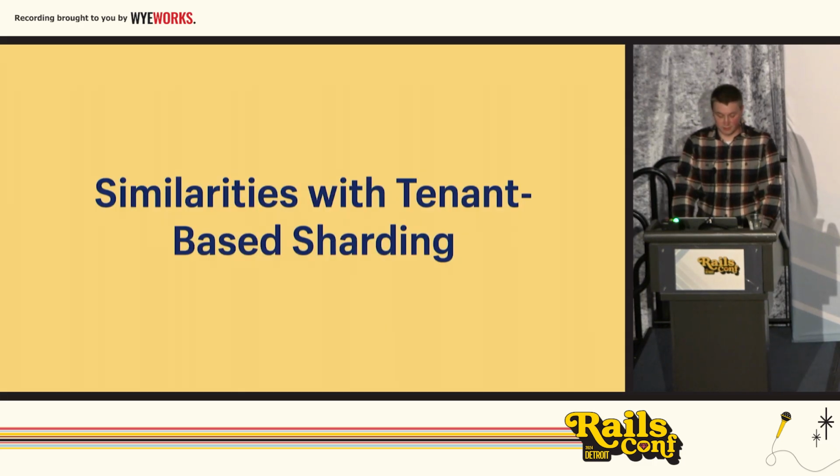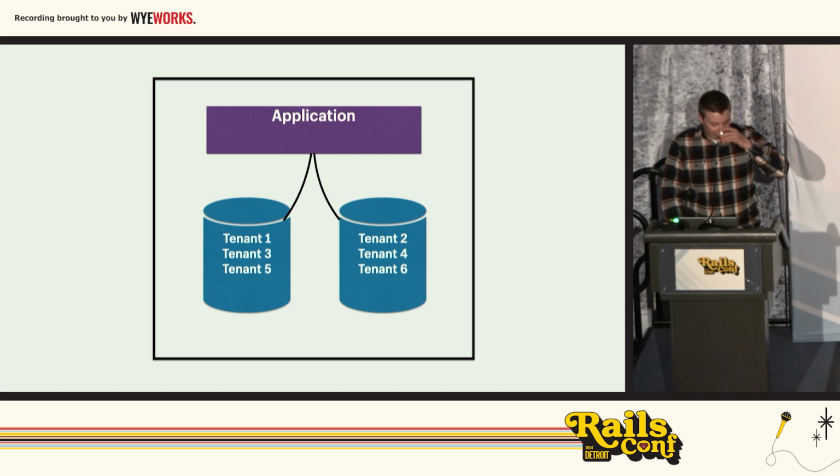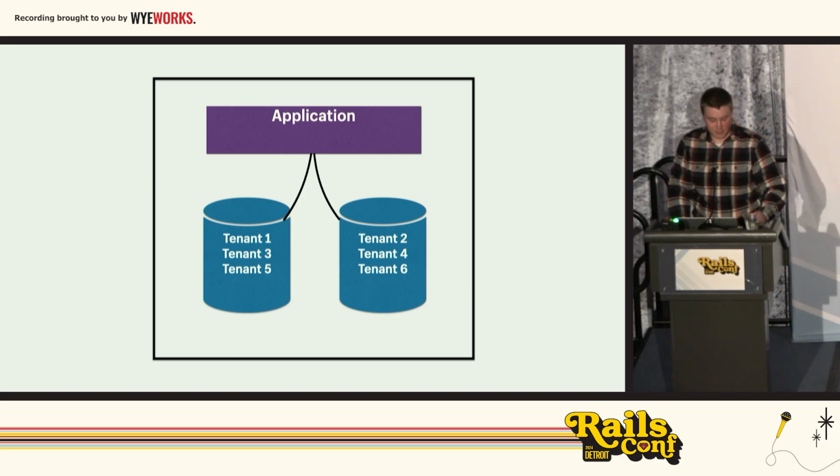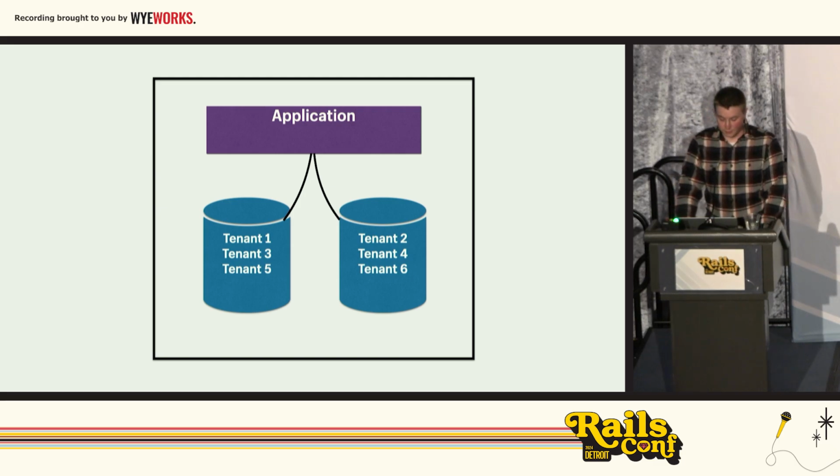Let's talk about similarities with tenant-based sharding. Tenant-based sharding is a strategy employed to scale multi-tenant applications. In this approach, data is partitioned based on the tenant ID, resulting in application data being spread across multiple shards. Crucially, all data belonging to the same tenant must live on the same shard.